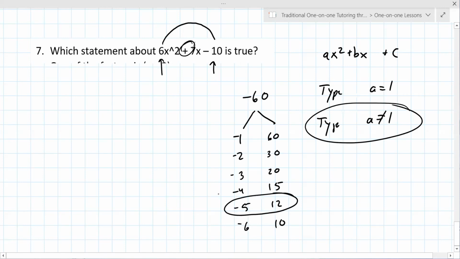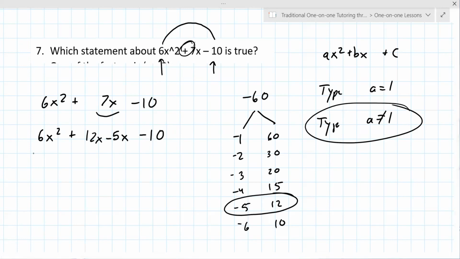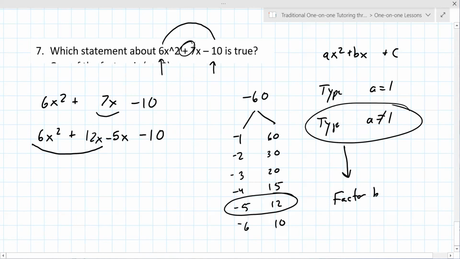So here's why that's important. Instead of writing 7x, you say, oh, 7x is really 12x minus 5x. And you're like, why would I do that? Because it gets worse before it gets better. It doesn't make any sense, but that's what it is. And then you look at these first two. This is called factor by grouping now. So type a equals 1 turns into what's called factor by grouping.